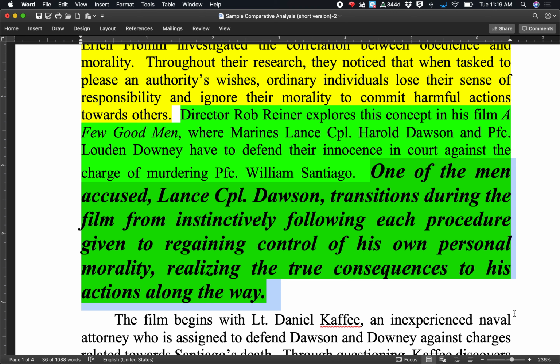Read our thesis. Okay, first, the easy question. This paper, the three body paragraphs will probably be about who? Okay, that was easy, right? But what do you think our student's going to observe or say about Dawson?